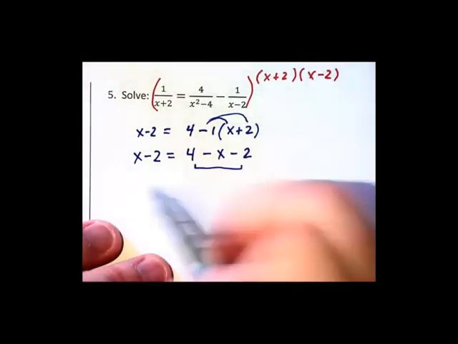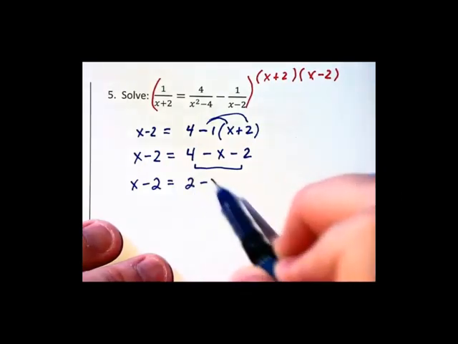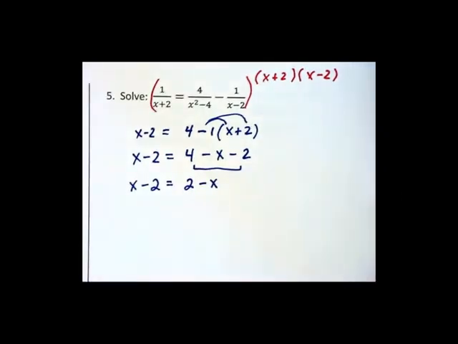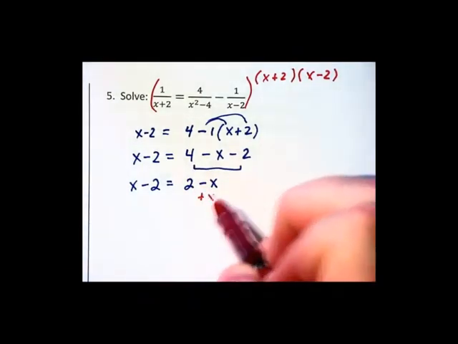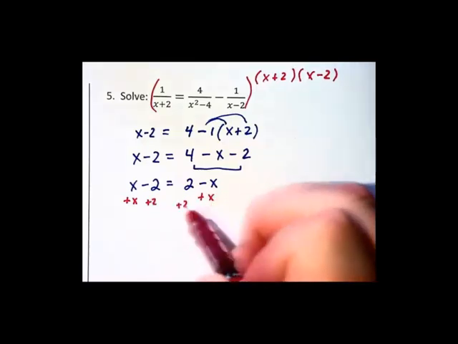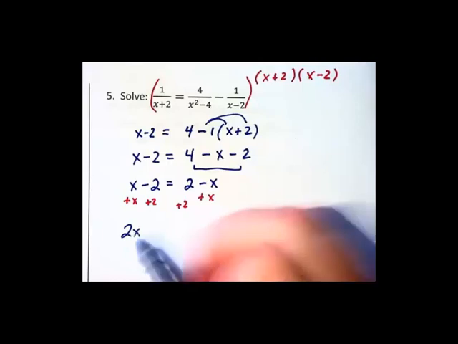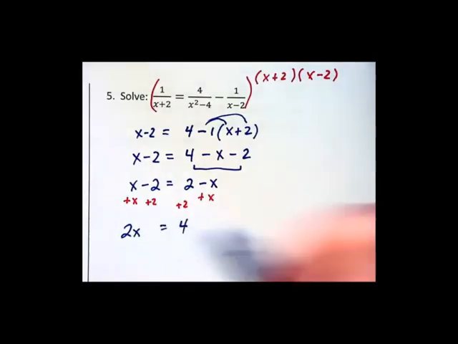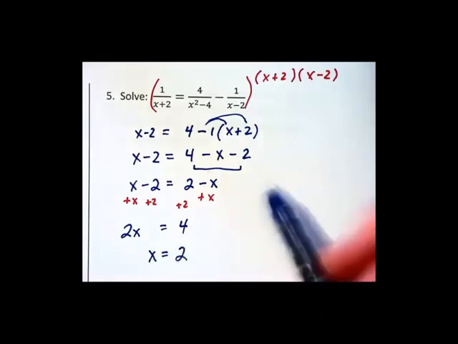Combining like terms, on the right, we've got 2 minus x. And this looks a little bit tricky, it looks a little bit weird. I'm going to add x to both sides, and I'm going to add 2 to both sides. That will give us 2x on the left equals 4 on the right, and therefore x would equal 2.